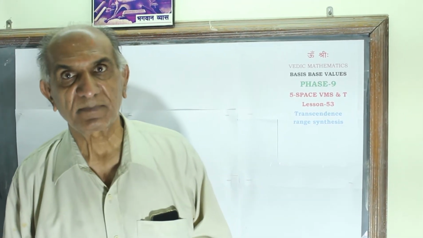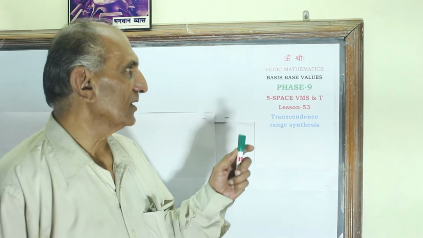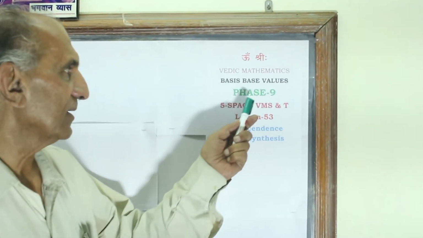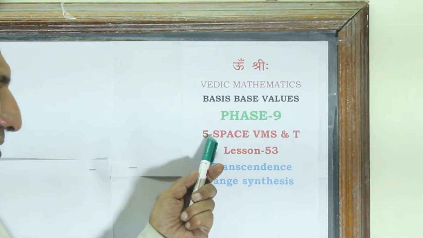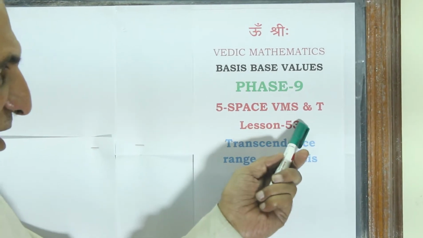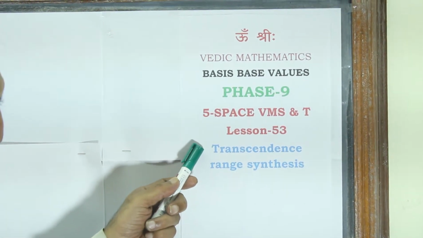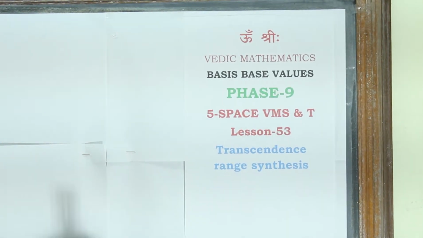Welcome to Vedic Mathematics basis base classes. We, in the present phase 9, are focusing upon 5 space VMSNT, and in this lesson 53 we shall be introducing the concept of transcendence range synthesis.